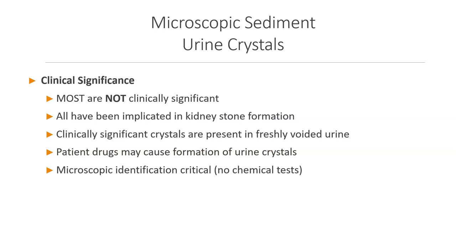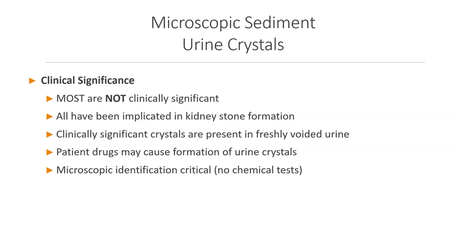Most of the urine crystals observed in sediment are not clinically significant. All of them have been implicated in kidney stone formation, though. Clinically significant crystals will be seen in freshly voided urine. That's why it's so important to process and analyze urines as soon as possible.